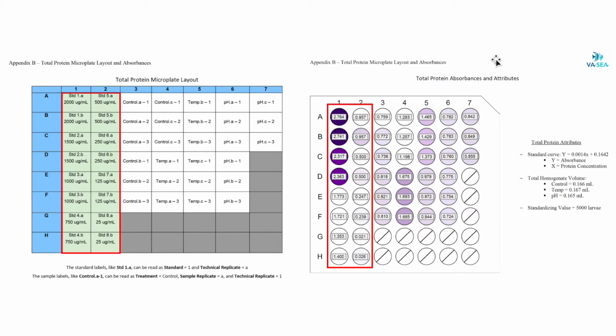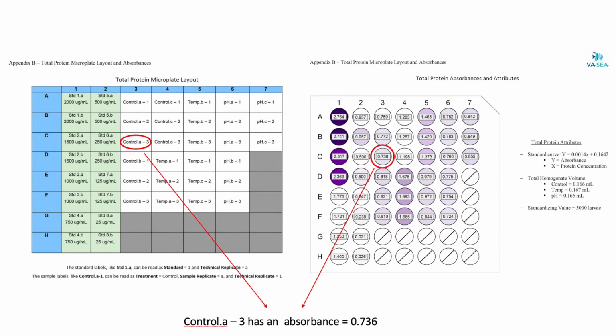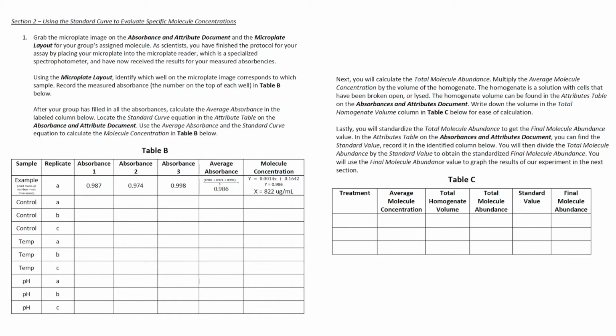So students will use these 2 documents to calculate their standard curve, which are here in these 2 red boxes, and they'll use that standard curve to then calculate the molecular concentration of interest from the absorbencies of each sample. They'll then ultimately be filling in these 2 tables, B and C, to get their final molecule concentration for each treatment that they will then graph in the next section.